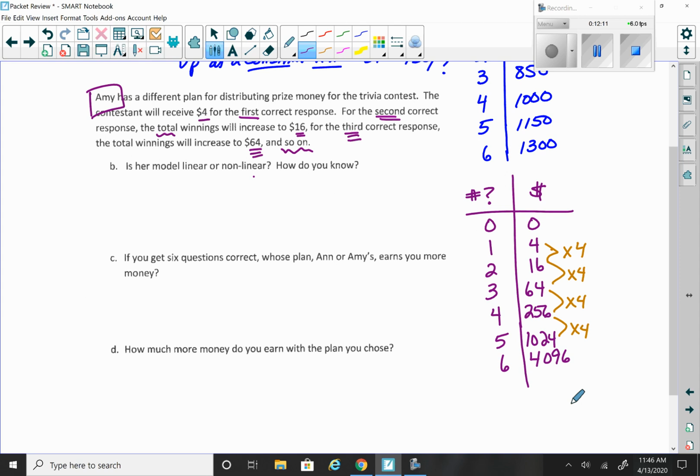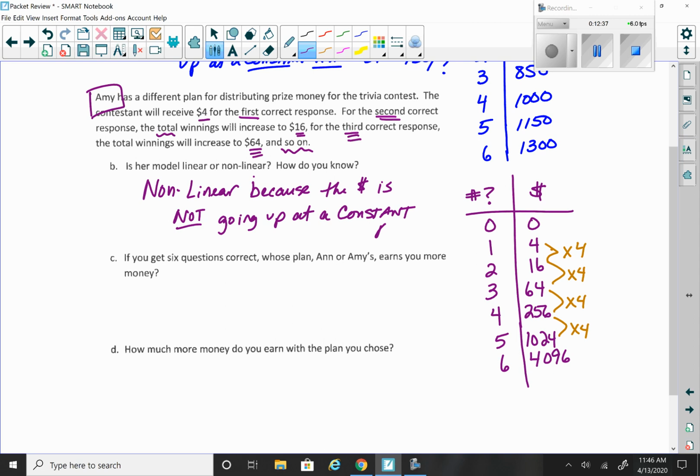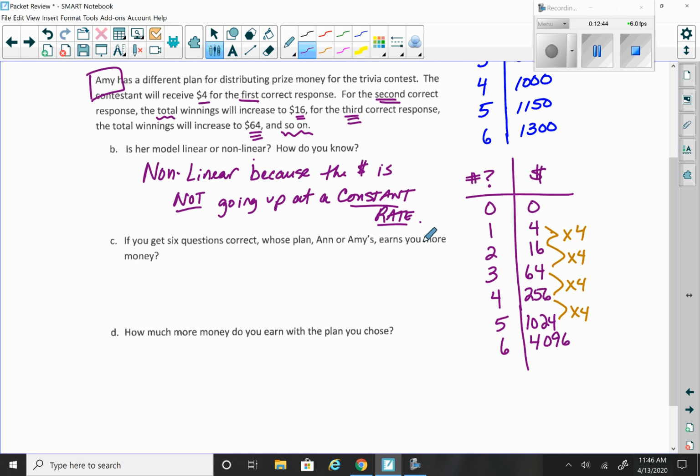We're multiplying by 4. So is her model linear or nonlinear? We're going to say nonlinear. How do you know? We're going to say because the amount of money that you're winning is not going up at a constant rate. And if anything, you could even say that it's multiplied by 4, right? There's a multiplier here. We're just not adding the same amount each time.